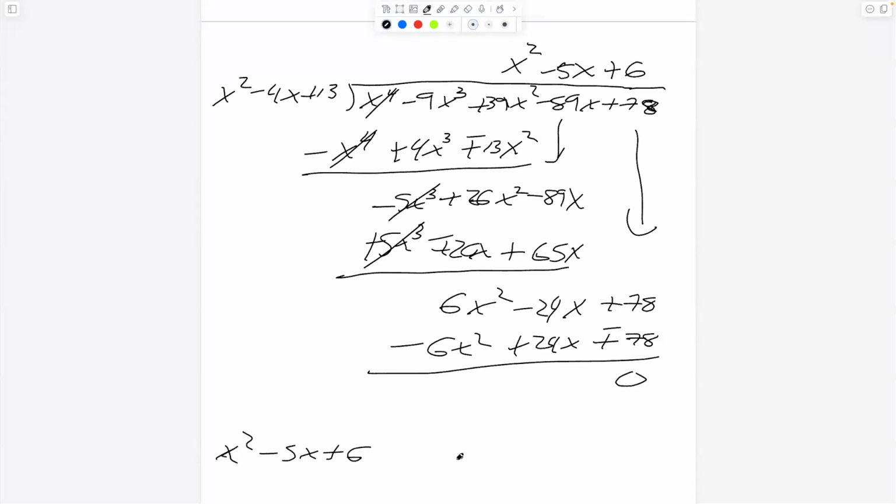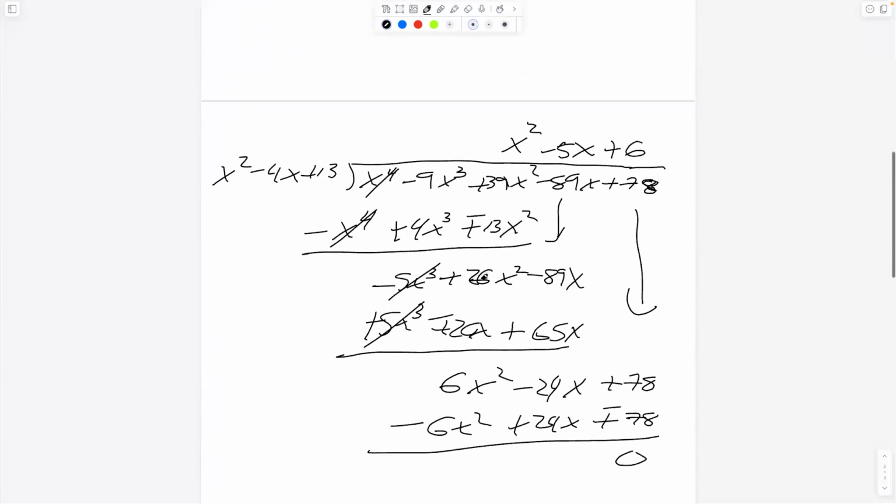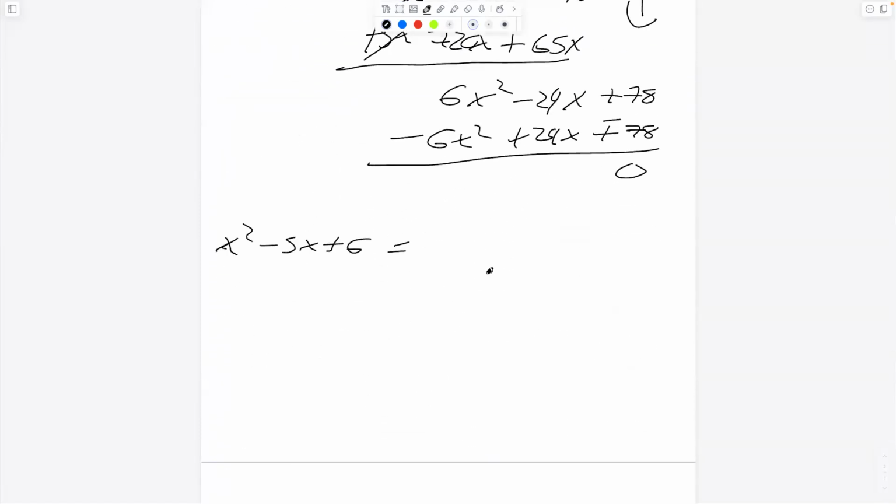That factors again. Remember, our goal was to get down to linear factors. We started with a 4th degree polynomial. I need 4 linear factors. I'm going to have 4 roots. I could use quadratic formula here, but come on, that factors: x minus 2, x minus 3.